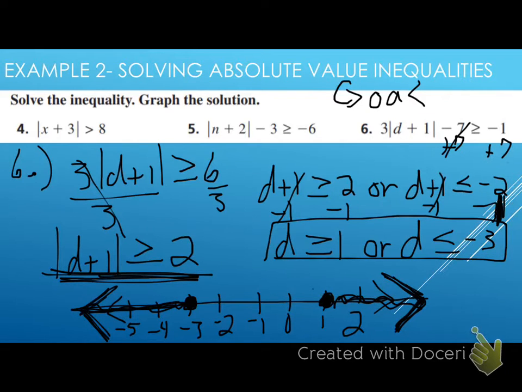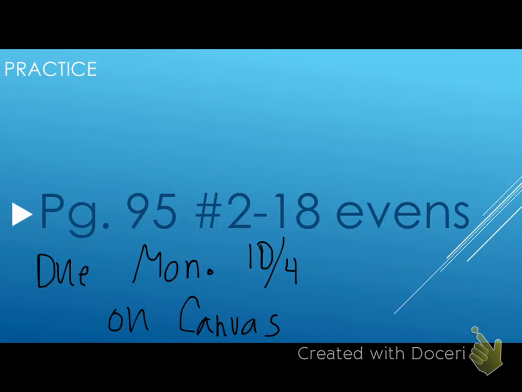Any questions on it? Any questions about any of the notes we just took? Can I move on to the assignment? All right. Here's our assignment. Page 95, numbers 2 through 18, evens. This will be due Monday, October 4th on Canvas. I think it's about 9 problems. It's not too bad. 2, 4, 6, 8, 10, 12, 14, 16, 18. 9 problems.